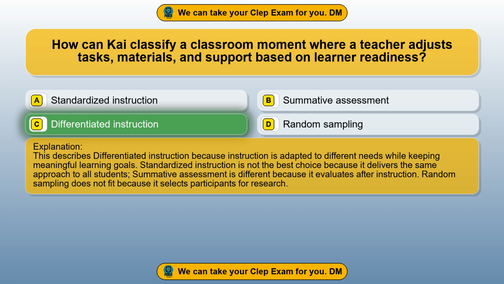Standardized instruction is not the best choice because it delivers the same approach to all students. Summative assessment is different because it evaluates after instruction. Random sampling does not fit because it selects participants for research.